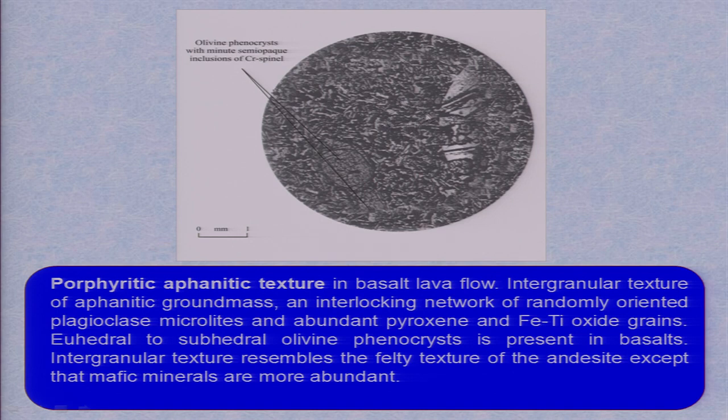Then euhedral to subhedral olivine phenocryst is present. This is a subhedral or euhedral phenocryst grain, which is lying within this kind of felty texture of the andesite, except that mafic minerals are more abundant in this.